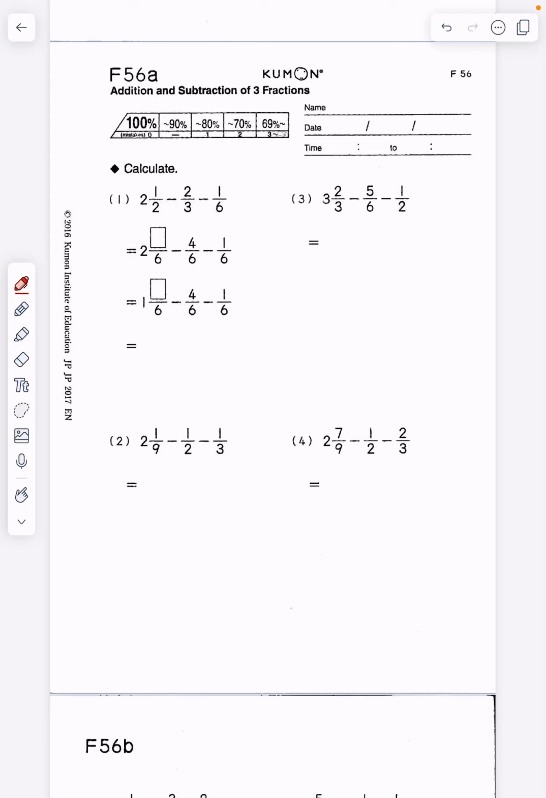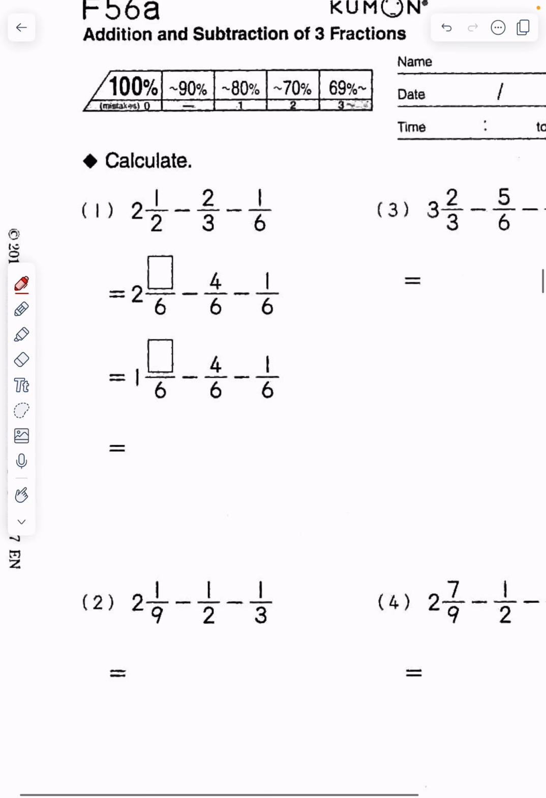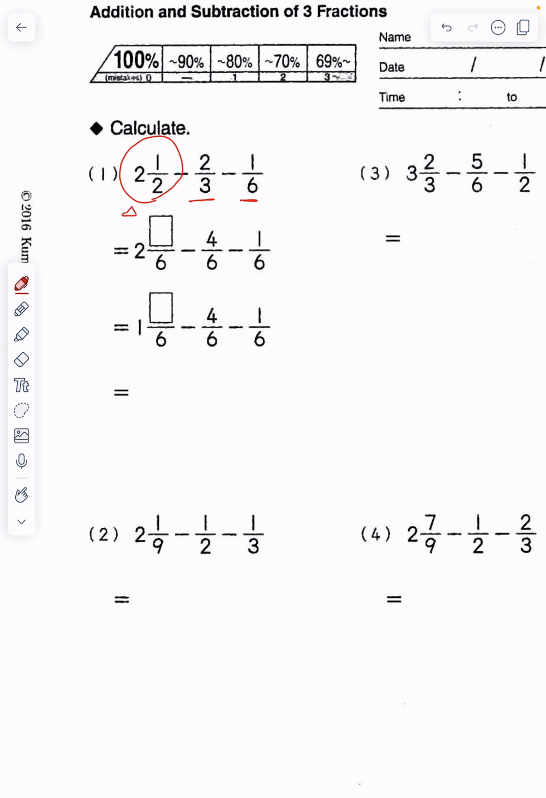Alright folks, in this video we're going to talk about how to do subtraction of fractions consecutively. When I say consecutively, it means that you have two numbers being subtracted from one mixed fraction at the same time. First, always find the LCM.